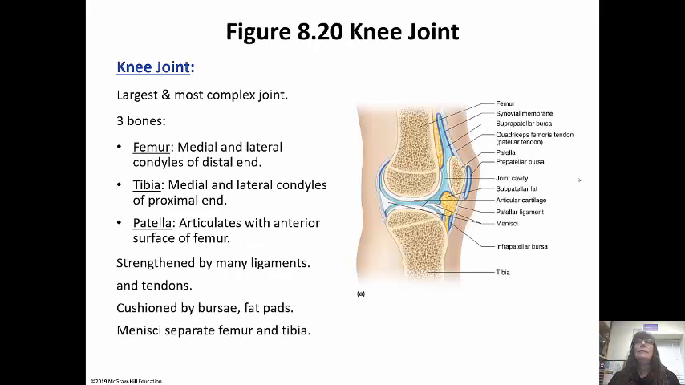The knee joint is the largest and most complex joint that we have. The 3 bones, you have the femur, the tibia, and the patella. The femur is at the medial and lateral condyles of the distal end. The tibia, the medial and lateral condyles of the proximal end. And the patella articulates with the anterior surface of the femur. It is strengthened by a lot of ligaments and tendons. There are bursae that help cushion it, pads of fat, and even menisci that separate the femur and the tibia to, again, help prevent the bones from making that bone-on-bone connection.